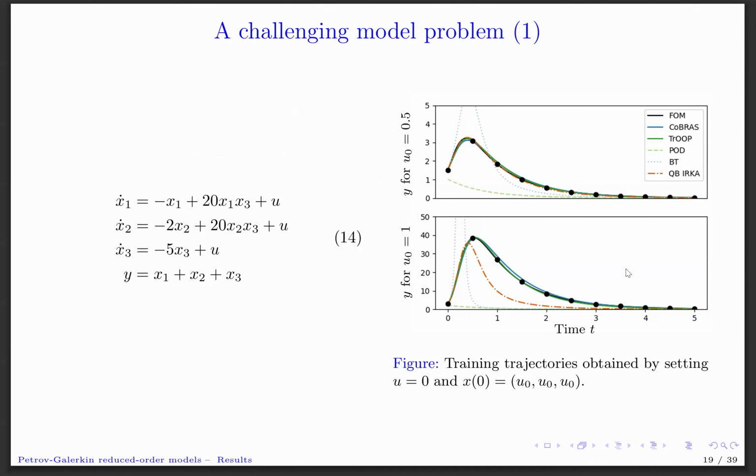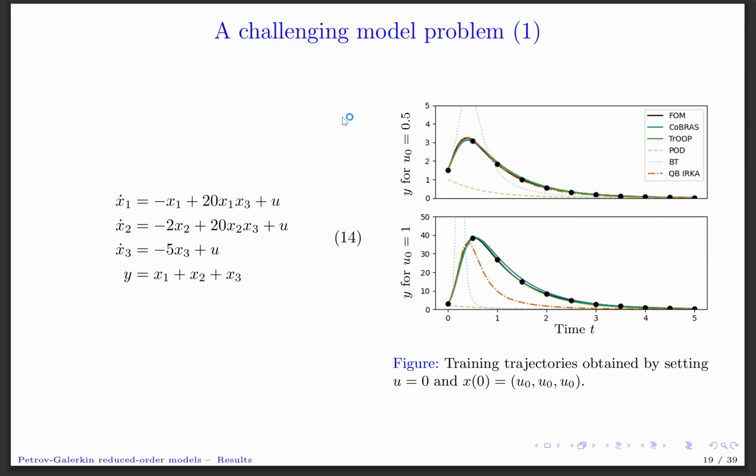Okay, so let's look at a few problems. The first one that we start with is just a simple model problem. It has three states, x1 through x3. They're being forced by this input u, which is equal for all of them, and then we're interested in tracking the sum of the states along trajectories.